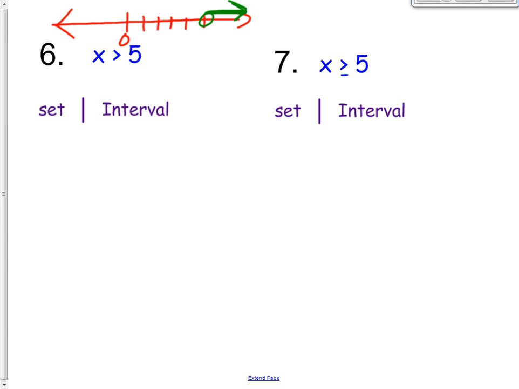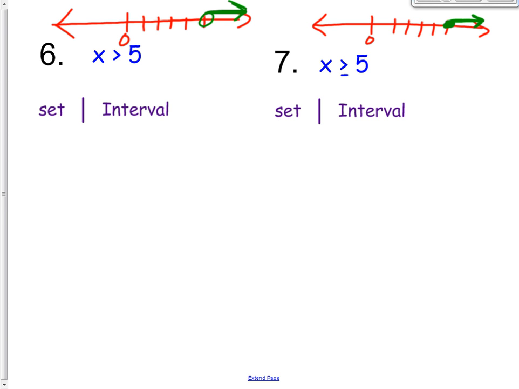If it were number 7, x is greater than or equal to 5, you would have seen something very similar. Here's 0, 1, 2, 3, 4, 5, except instead of an open circle, you saw a closed circle like this with the arrow once again shading to the right, because greater than is obviously to the right. So now, in this class, we talk about set and interval notation as a way to describe the end behavior and the starting behavior of each graph.